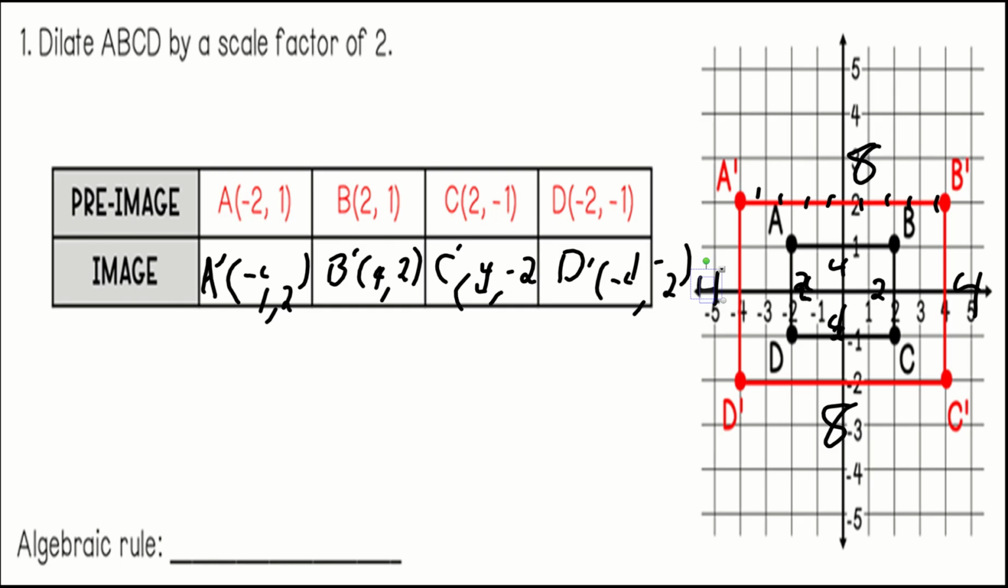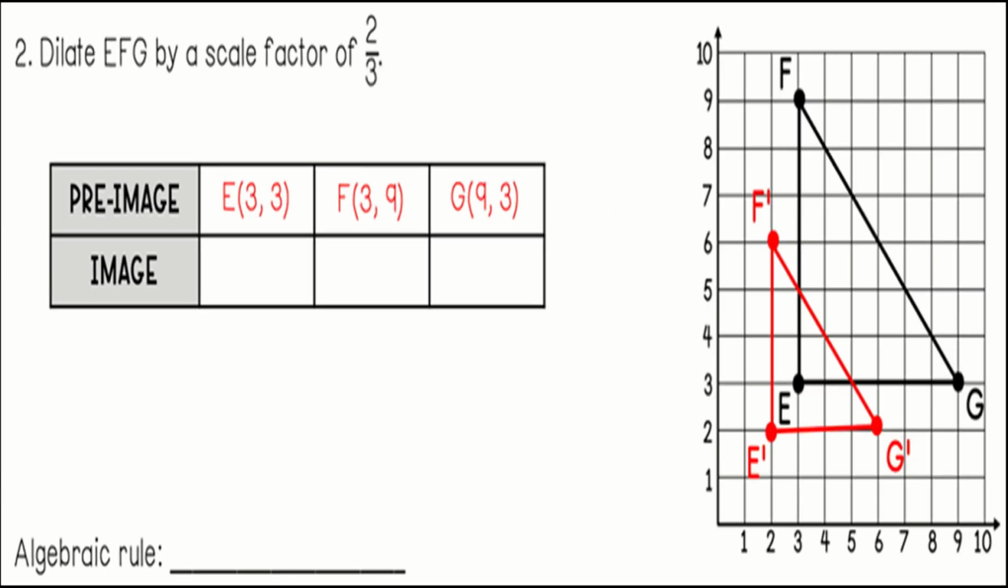Okay? So that's how a scale factor works. It's just multiplying. I'm not worried about the algebraic rule. It's just whatever the scale factor is in front of x and y. So this would be like 2x and 2y. Not that big a deal.